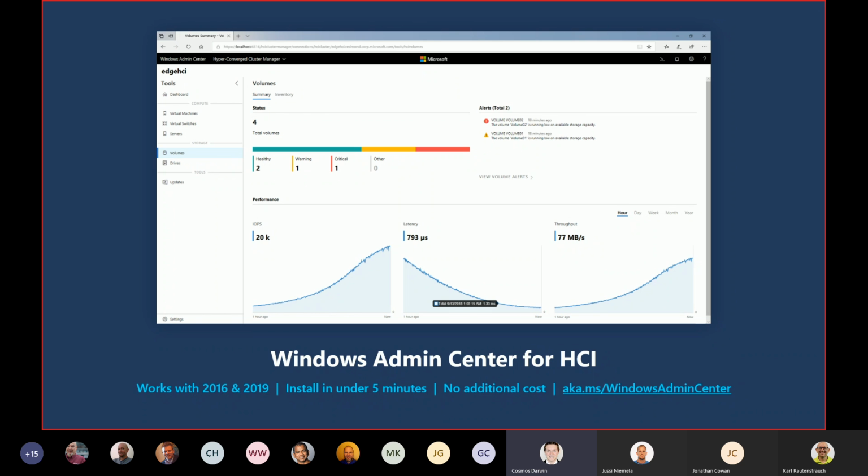It's no additional cost. So as soon as you have any kind of, like in this case, for example, Windows Server, you can use Windows Admin Center to manage it. There's no upsell. It's not sold separately. And it's very easy to deploy. You can download it and get it set up in about 5 minutes. And you can use it for all kinds of stuff.